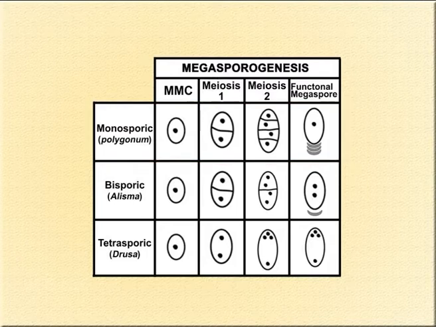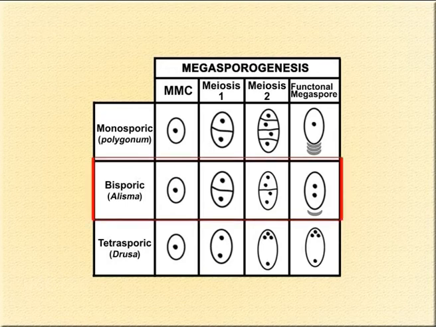In the monosporic pattern, both meiotic divisions are accompanied by cell plate formation, resulting in 4 one-nucleate megaspores. Subsequently, 3 megaspores, generally the micropylar-most megaspores, undergo cell death. In the bisporic pattern, cell plates form after meiosis I but not meiosis II. The result is two 2-nucleate megaspores, one of which degenerates.